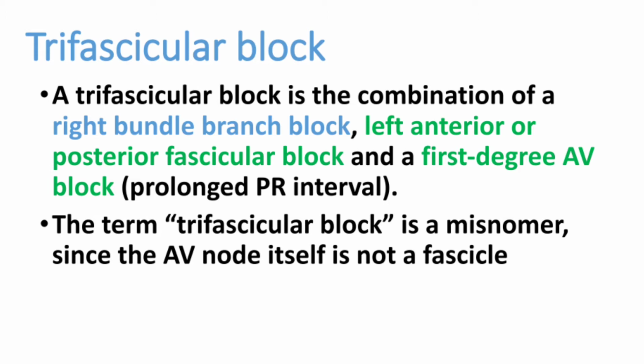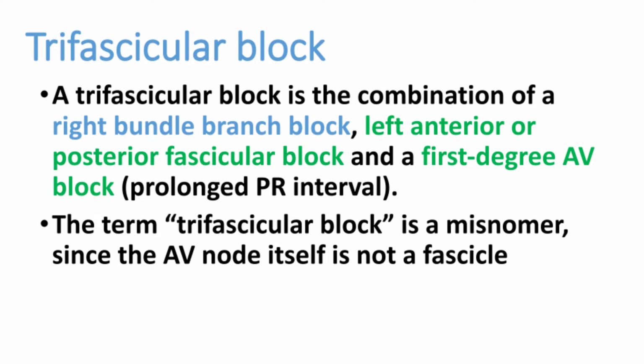So it is a combination of right bundle branch block and left anterior or posterior fascicular block with first degree heart block, that is, prolonged PR interval. So we have first degree heart block, right bundle branch block plus LAFB or LPFB, that is, left anterior fascicular block or left posterior fascicular block.